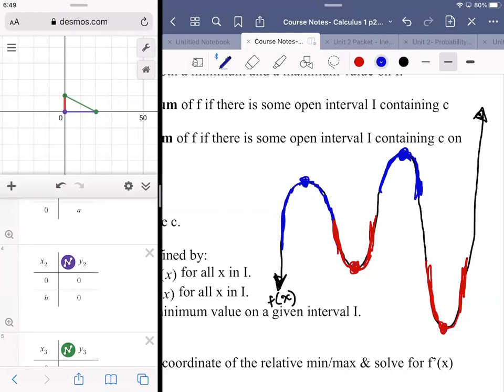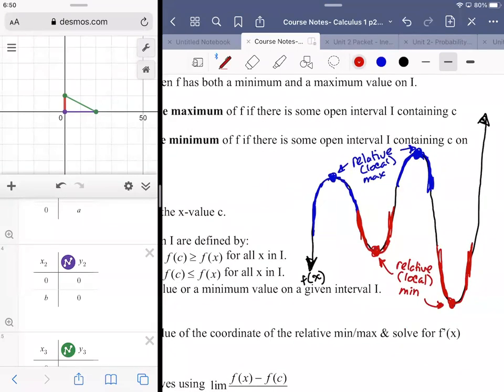Each one of these high points is what we call a relative or a local maximum. And each one of these is what we call a relative or a local minimum. So they're not the highest and lowest points on the graph overall. They're just higher and lower than the points that immediately surround them.